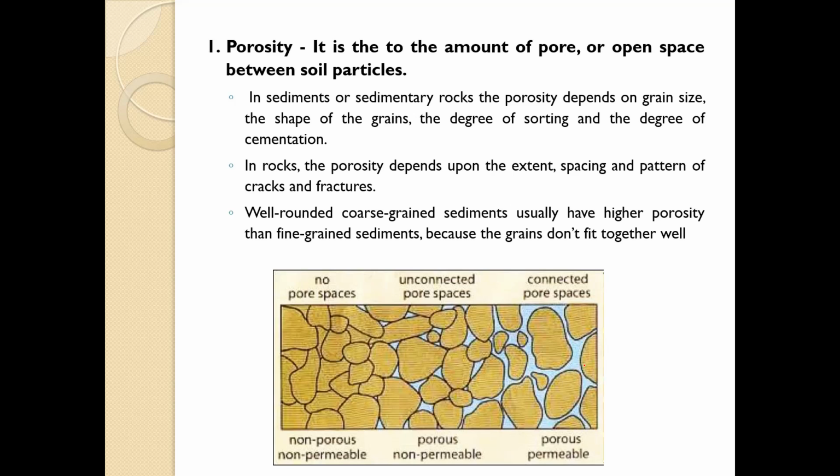The well-rounded coarse-grained sediments usually have the higher porosity than fine-grained sediments because the grains don't fit together well. As here you can see, here no pores are present. This is non-porous, non-permeable. This is unconnected pore spaces, which is porous but non-permeable because we don't have the gap to flow the water. But this is porous as well as permeable because the connected pore spaces are there. So these are the examples.